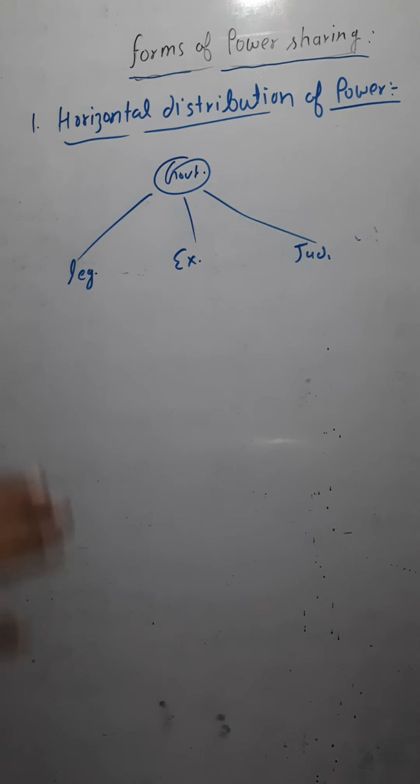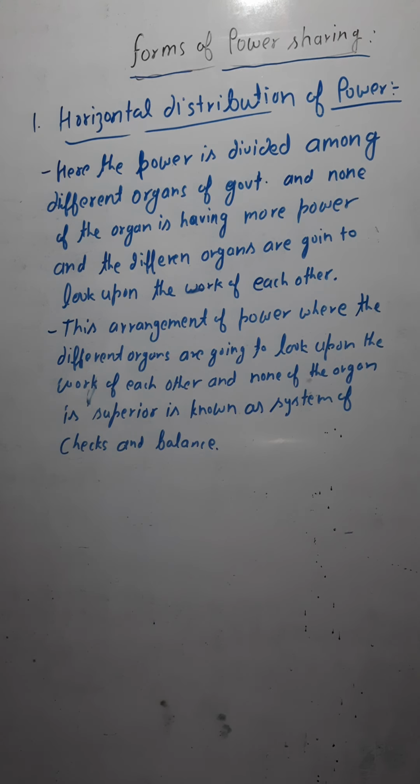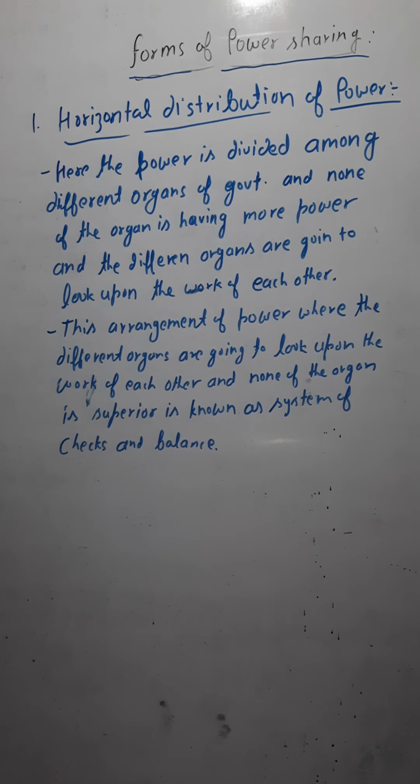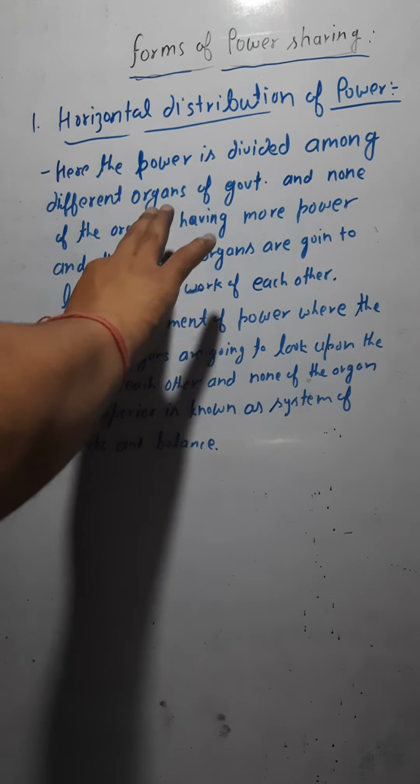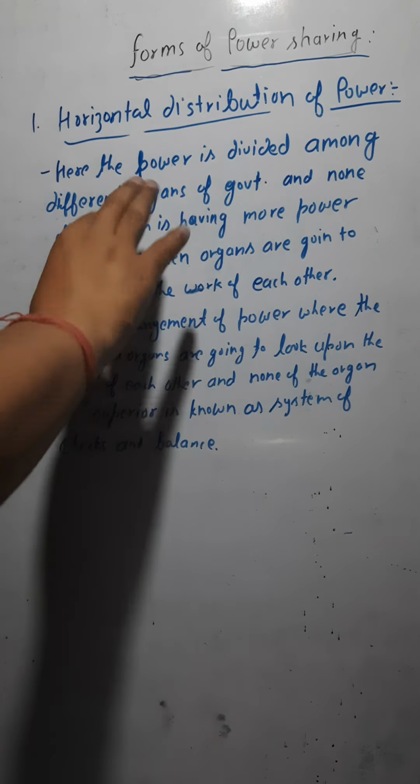Are you getting this? Okay, let me write it. So this is what you have to write on horizontal distribution of power. It means here the power is divided among different levels or the organs of the government, and none of the organs has more power, and the different organs are going to look upon the work of each other, whether they are doing good work or not. It means a kind of check. They are going to check the work of each other.